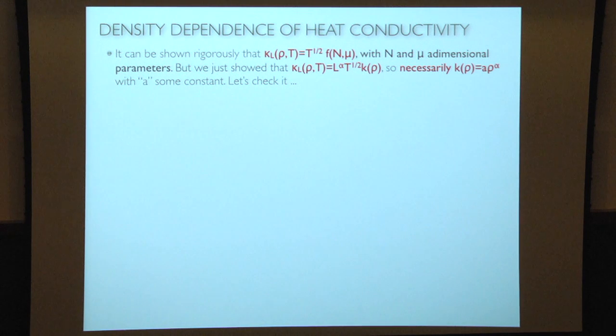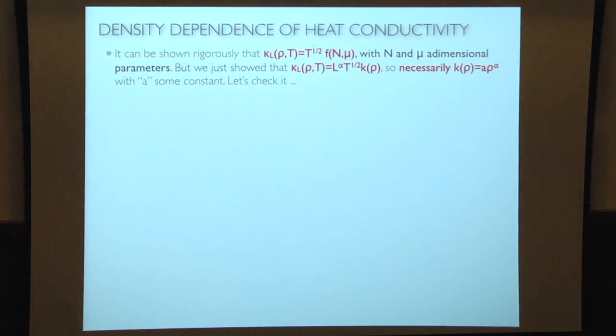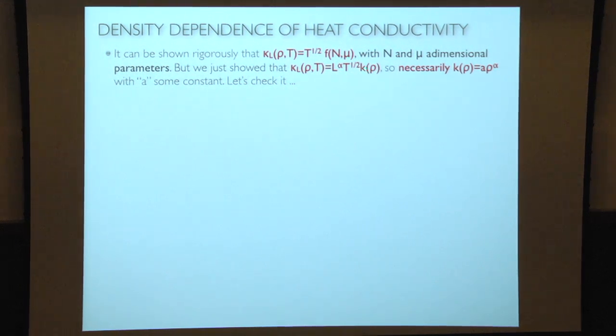But with this scaling, I've shown you that because we are testing the scaling picture, the conductivity should be something like L to the alpha times a function of the density. In order to make these two things compatible, there's only one option: this function of the density is just some constant times the density to the exponent alpha. Just dimensional analysis. The density has dimension of 1 over L, so in order to make this dimensional, you need this dependence. So let's check this prediction.